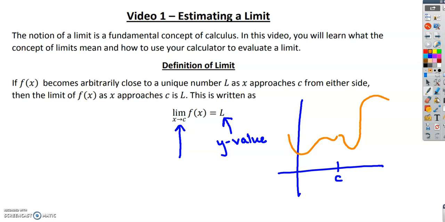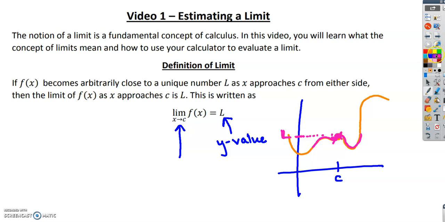Now, this is obviously kind of a crazy graph, but it really doesn't matter because all I really want to look at is what happens as it approaches c. So if I ride my graph from the left, I'm approaching that value there, and as I ride from the right, I'm approaching that value there. And they both appear to approach the same output or y value, and that value L would be my limit. For example, this c value could be 2 and this y value could be 3. If so, your limit would be 3. But it does have to approach the same thing on either side to have a limit.